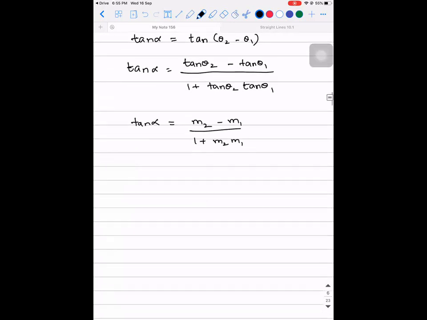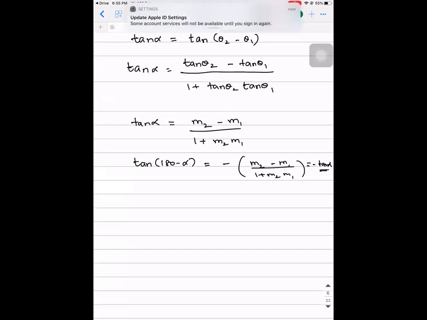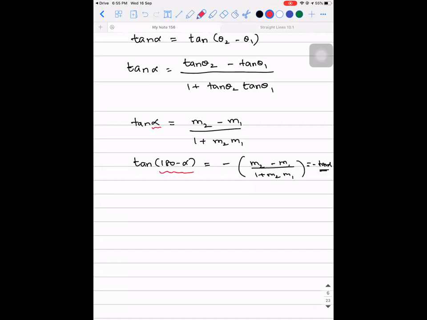Right? Then what will tan of 180 minus alpha be? It will be minus of this value, because tan of 180 minus alpha is minus tan alpha. We know this from the third chapter: 180 minus alpha is in the second quadrant, and in the second quadrant tan is negative. I hope you guys remember this. As I told you, there are two important points. Why did I find tan of 180 minus alpha? Because between lines, you can define two angles, alpha and 180 minus alpha.